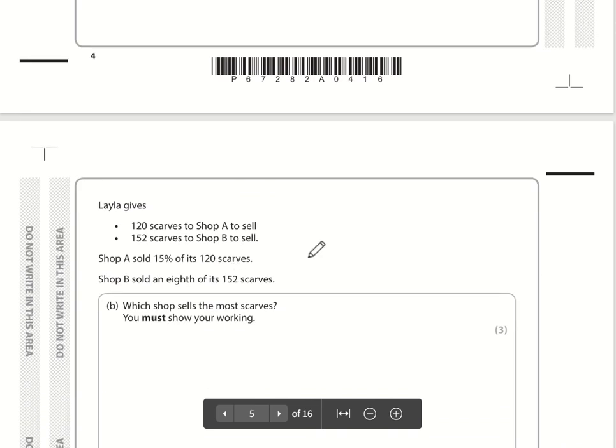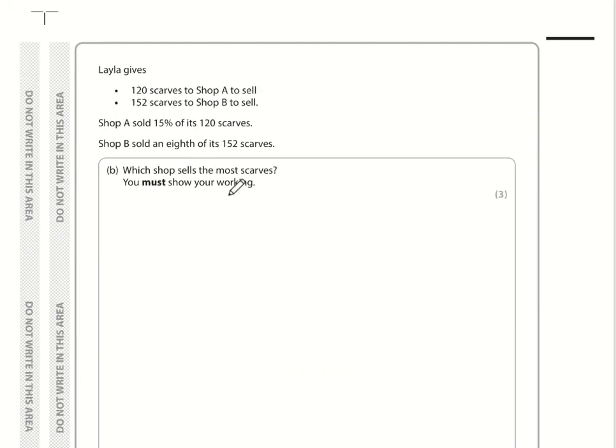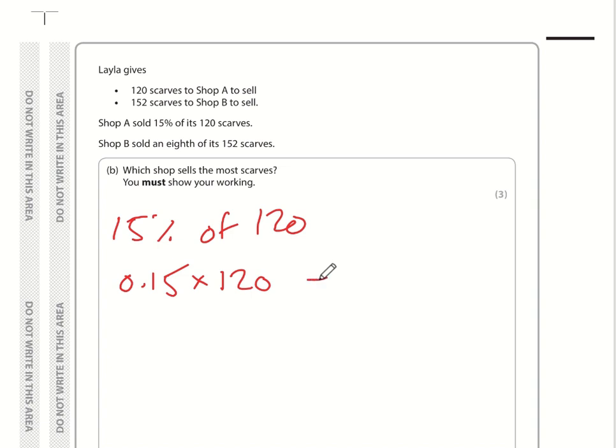Okay, let's look at 3B. So, which shop sells the most scarves? So shop A sold 15% of 120. So the calculation is 0.15 multiplied by 120. 0.15, that is the multiplier we use for 15%. It's the decimal equivalent of 15%. It is 15 divided by 100. And 0.15 times 120 is 18. So that is shop A.